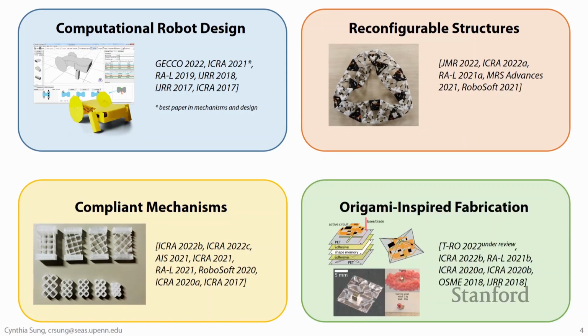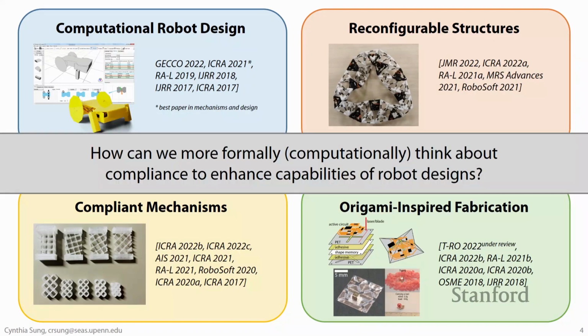And a lot of the work that we've done is also origami inspired, in that these designs that we've created can be fabricated using folding, which we think there's a lot of value in because it allows us to directly embed electronics and actuators directly into a sheet that then we turn into a 3D robotic object. But combining all of these ideas together, the main problem that we've been thinking about is, can we computationally think about how we can use compliance in order to enhance the capabilities of a robot design?